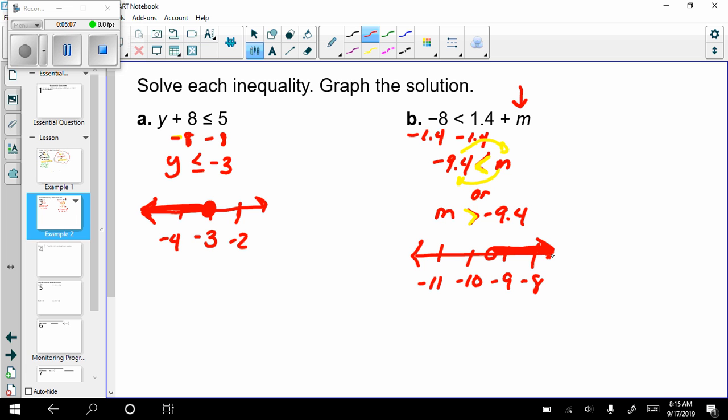I want to do a quick reminder. If you didn't remember this, put this somewhere, maybe in the margin. If we have a greater than or a less than symbol, we're going to have an open circle on the number line. If we have greater than or equal to or less than or equal to, this is going to be a closed circle. So please make sure that you remember that.